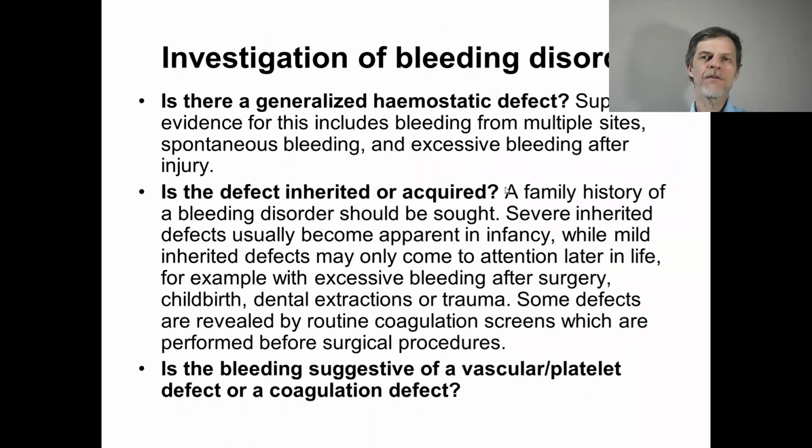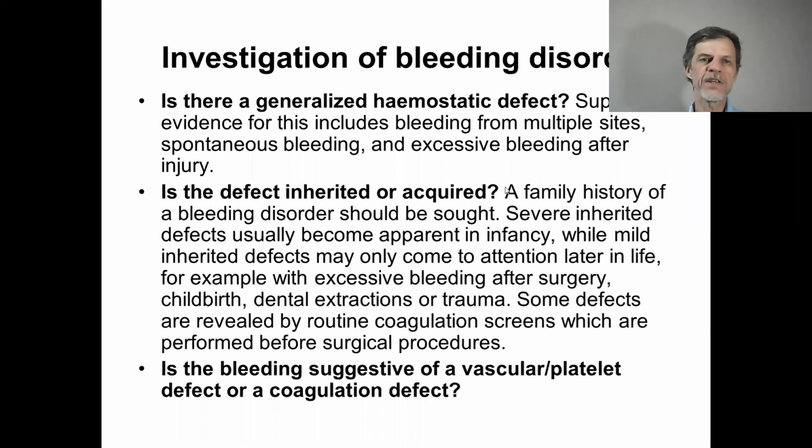So, if you have a patient with a bleeding disorder, what questions should you ask? First, is there a generalized hemostatic defect? Meaning what? Supportive evidence for this includes bleeding from multiple sites, spontaneous bleeding, and excessive bleeding after injury. So if we have a generalized hemostatic defect, we have multiple sites of bleeding. It may be nasal bleeding, rectal bleeding, menstrual bleeding, or excessive bleeding after injury. All this tells us that this is a generalized hemostatic defect.